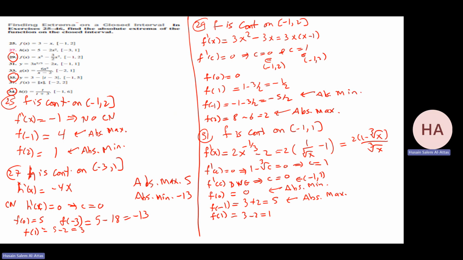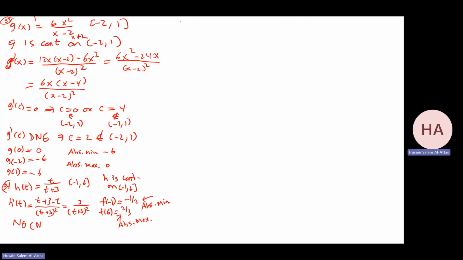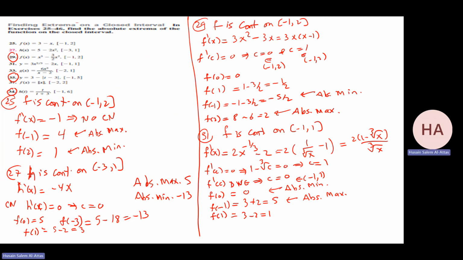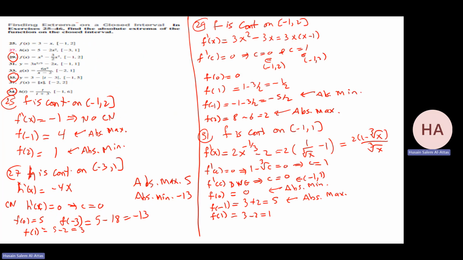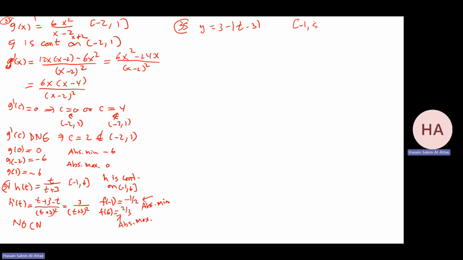And this is 34. Now we'll do 35 and then 37. 35. What is it? Y equals 3 minus absolute value of t minus 3. He put t, right? Yeah. Interval -1 and 5. The function is continuous in this interval.